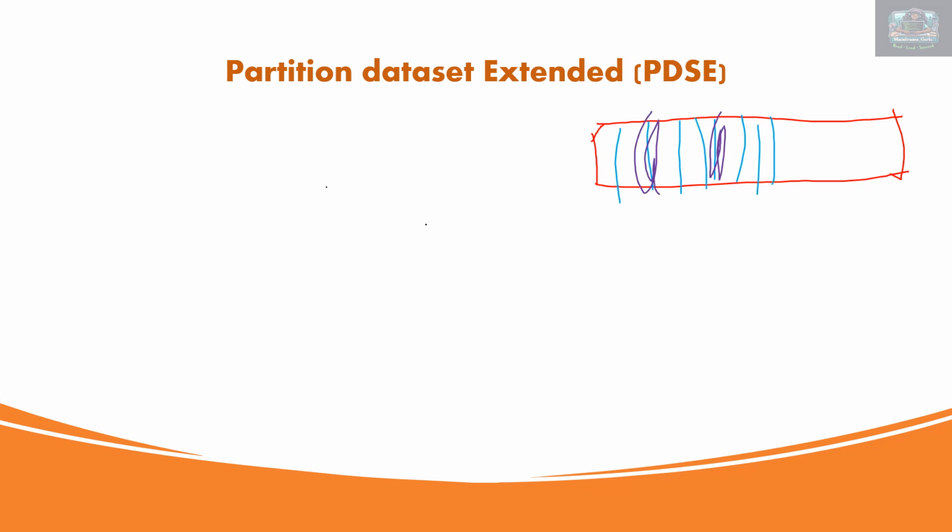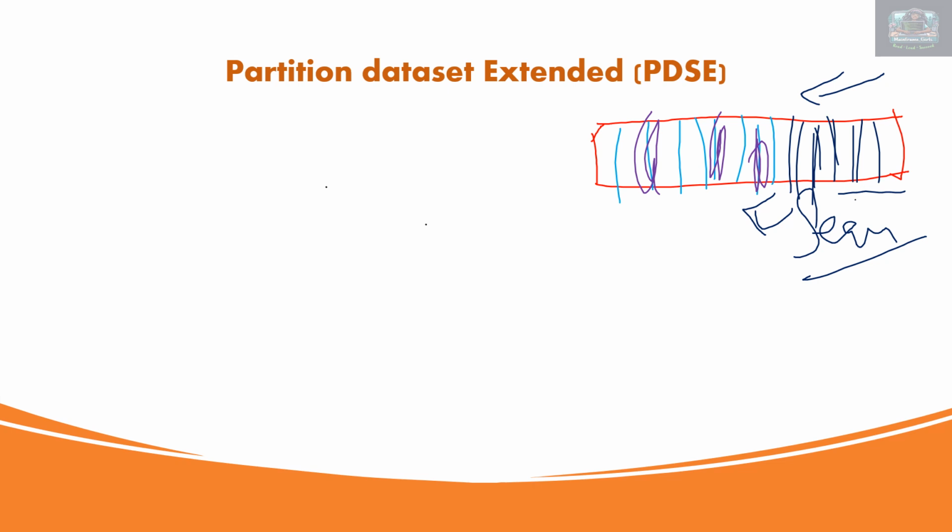But when a new entry comes, it doesn't go to this place. It will be appended at the end of the dataset. So new members will be appended here, like sequential entries. And as I already told you, there is the n equals directory blocks parameter. So what happens if n equals 2 or 3? Only that many members, as I told you, 6 and minus 1, only that many members you can create in that particular PDS.